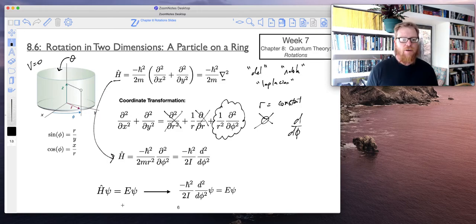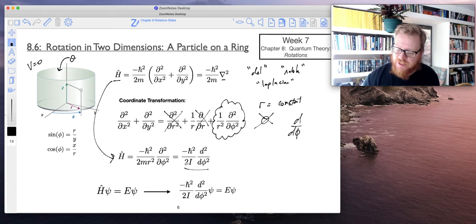Now check this out. Our kinetic energy Hamiltonian operator becomes negative h bar squared divided by 2m, so there's still that part. But now we just replace it with the 1 over r squared partial second derivative in phi, which I get right here. And look how sweet and easy that becomes. We know mr squared is just the moment of inertia I, and I replace the partials with d's because now we only have one single dimension to deal with. And it looks exactly like our kinetic energy operator for translational motion, which is great.